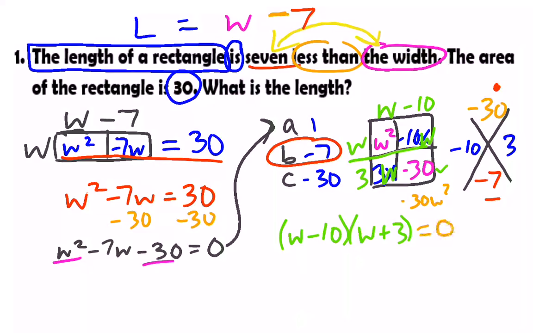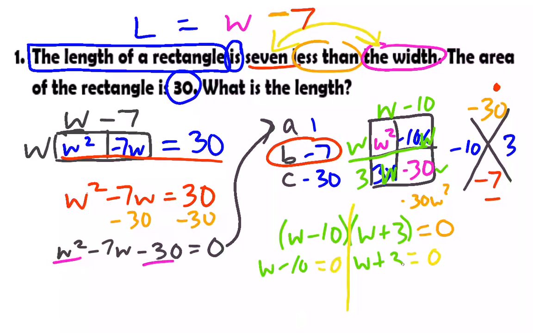Now, you could have been doing this whole problem in terms of x, but that means at the very end you're going to have to go back and remember which one was width and which one was length. So that's why I like to use L and W. So since I have two things being multiplied equal to 0, once I get to this point, I'm going to separate, set equal to 0, and solve.